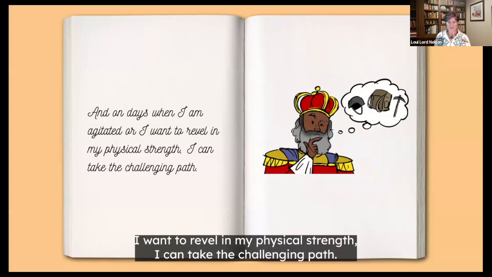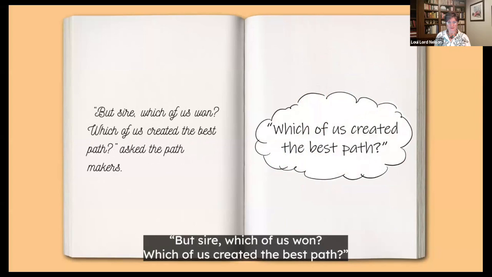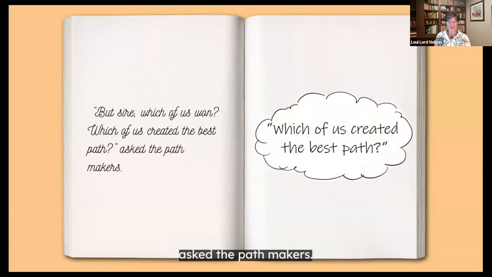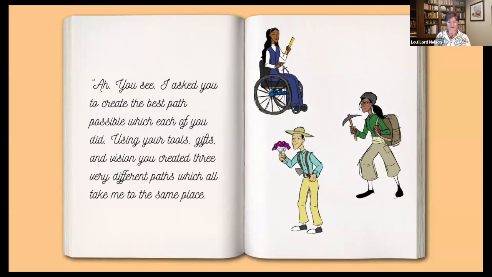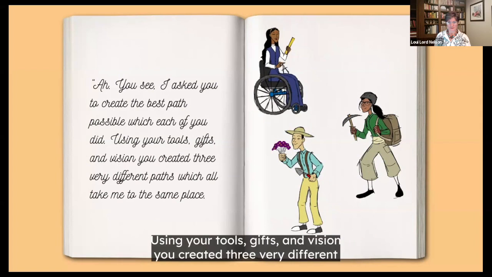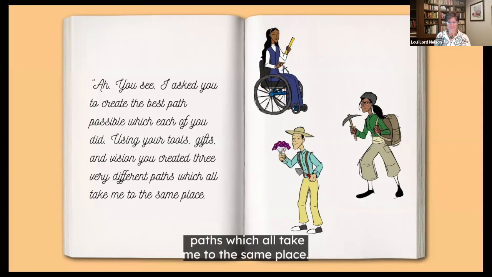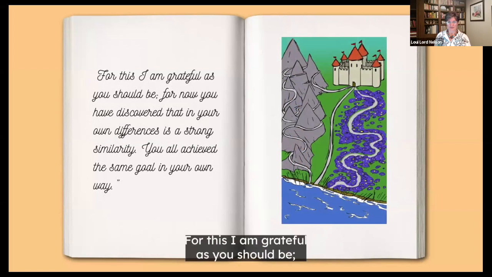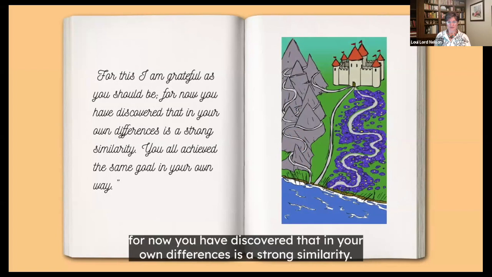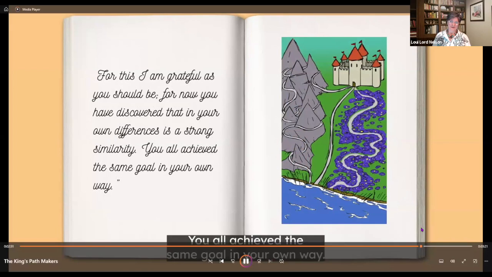And on days when I am agitated or I want to revel in my physical strength, I can take the challenging path." "But sire, which of us won? Which of us created the best path?" asked the pathmakers. "Ah, you see, I asked you to create the best path possible, which each of you did. Using your tools, gifts, and vision, you created 3 very different paths, which all take me to the same place. For this, I am grateful, as you should be. For now you have discovered that in your own differences is a strong similarity. You all achieved the same goal in your own way."